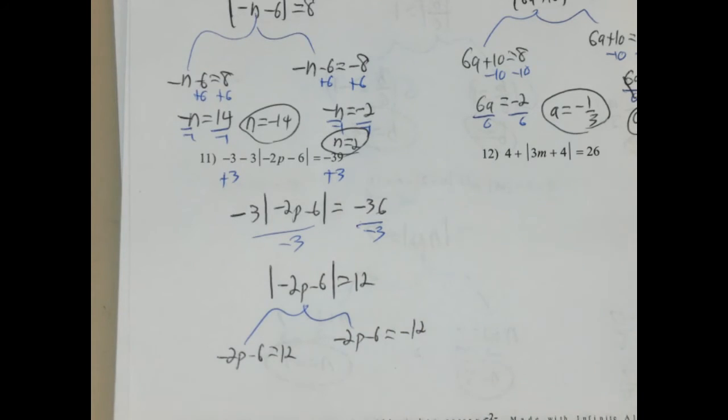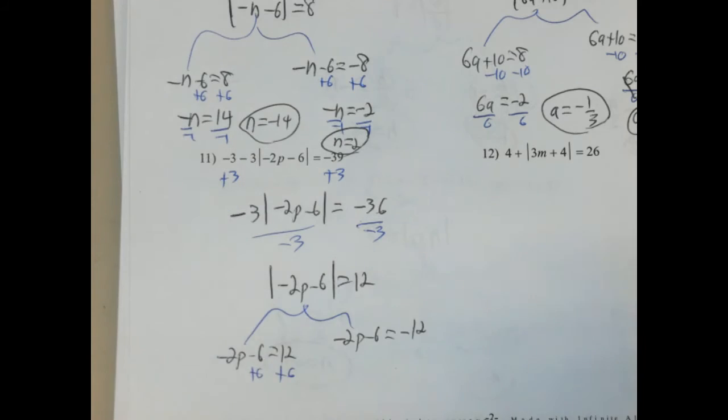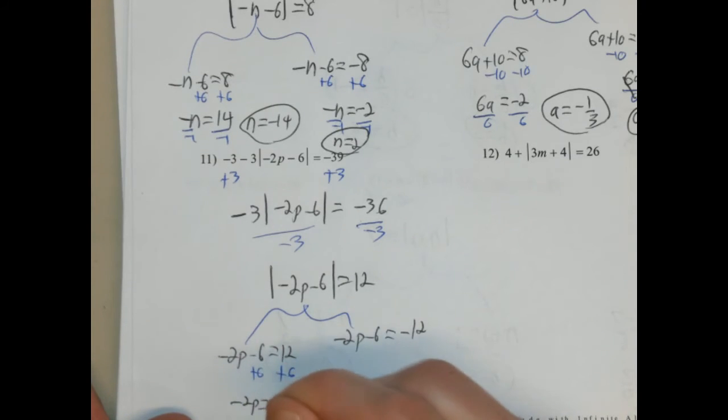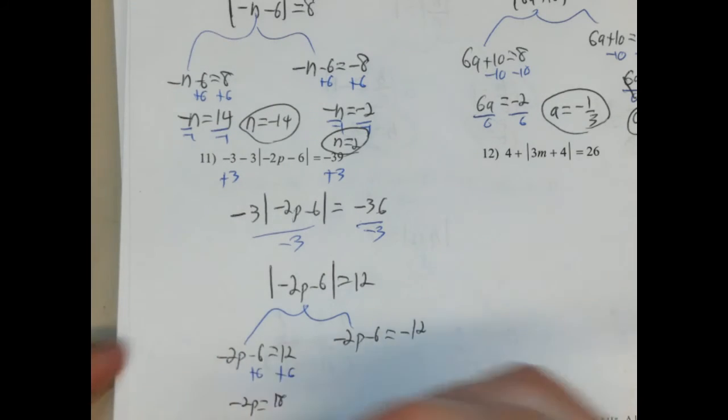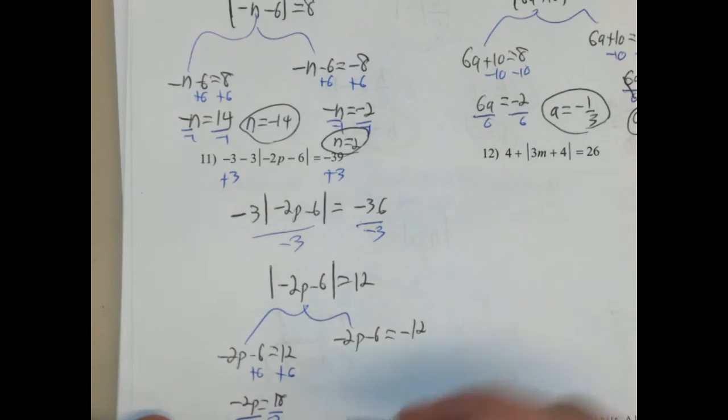Okay? Let's get rid of our constant first, which is negative 6. We're going to add 6 to both sides. So we're going to have negative 2p equals 18. Now we divide by our coefficient, which is negative 2. And p is going to be equal to negative 9.